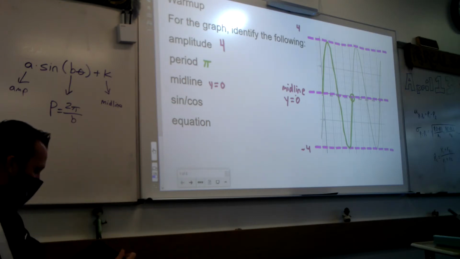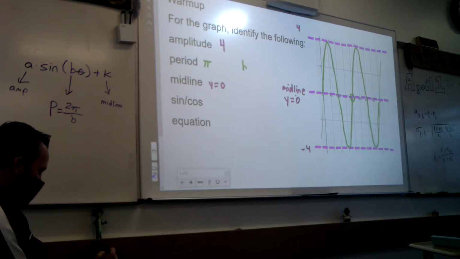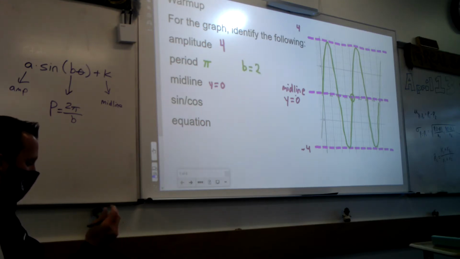If you wanted to keep going here, look, how many of these cycles could we draw before we get to 2 pi? 2. I could draw 2. So that means that b is 2. It's going through twice as fast.